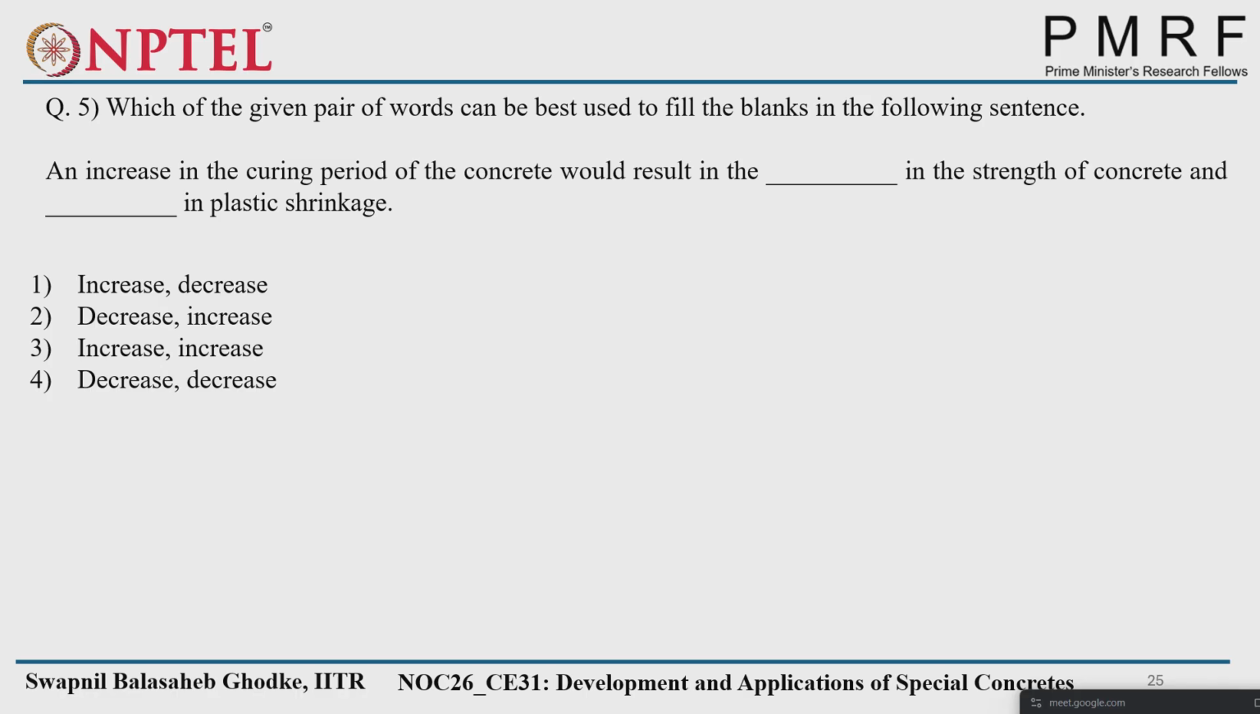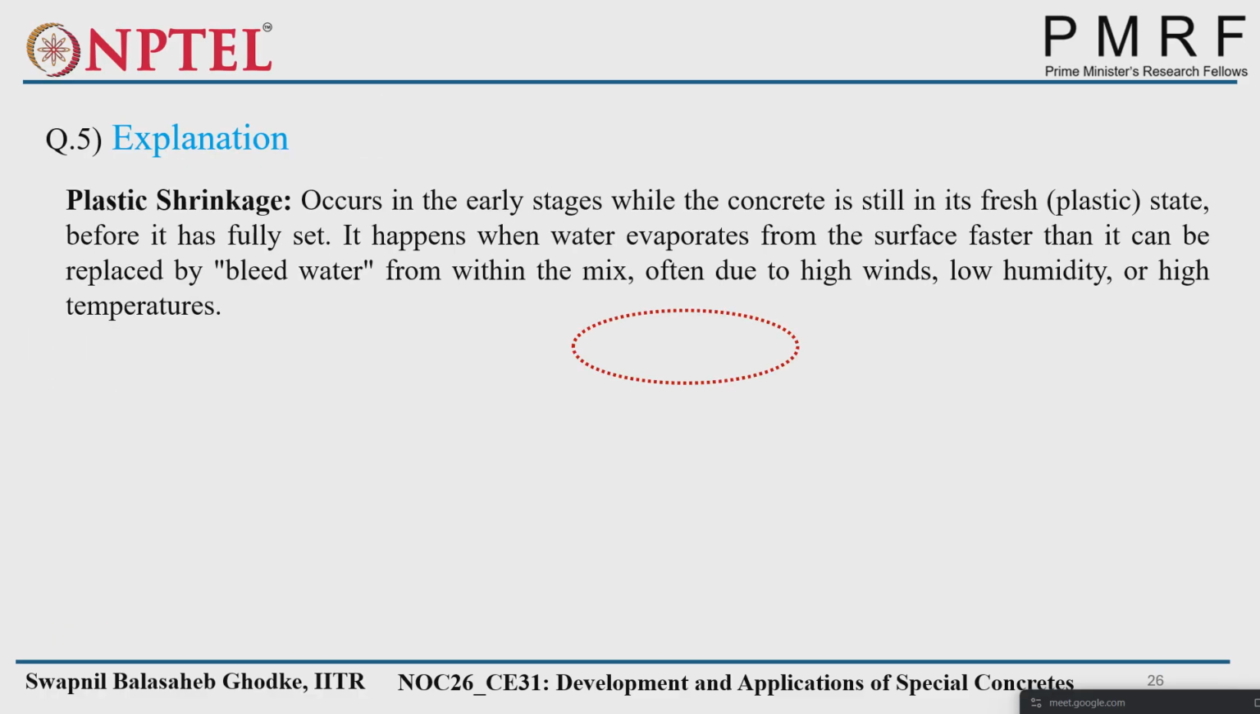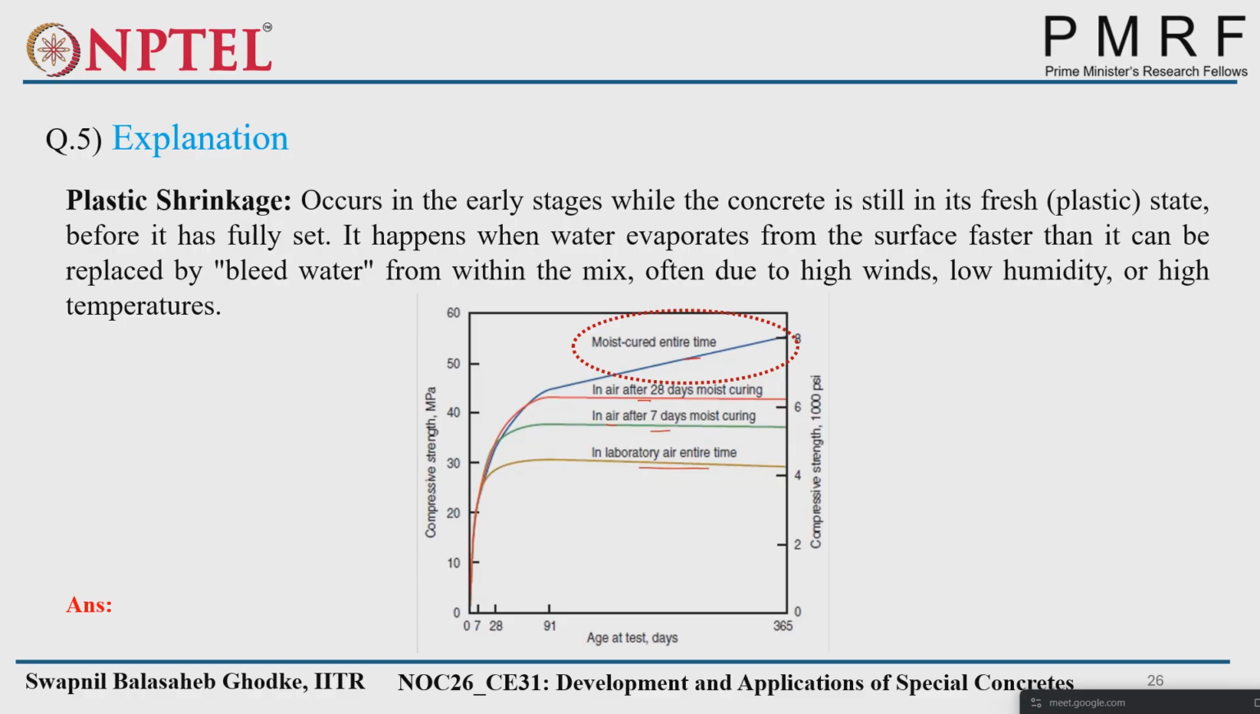Which pair of words can best be used to fill the blanks of the following sentence? An increase in the curing period of the concrete would result in a dash in the strength of the concrete and a dash in plastic shrinkage. Okay, anyone? Any other one? So all are agreed with one, right? We saw that plot also.